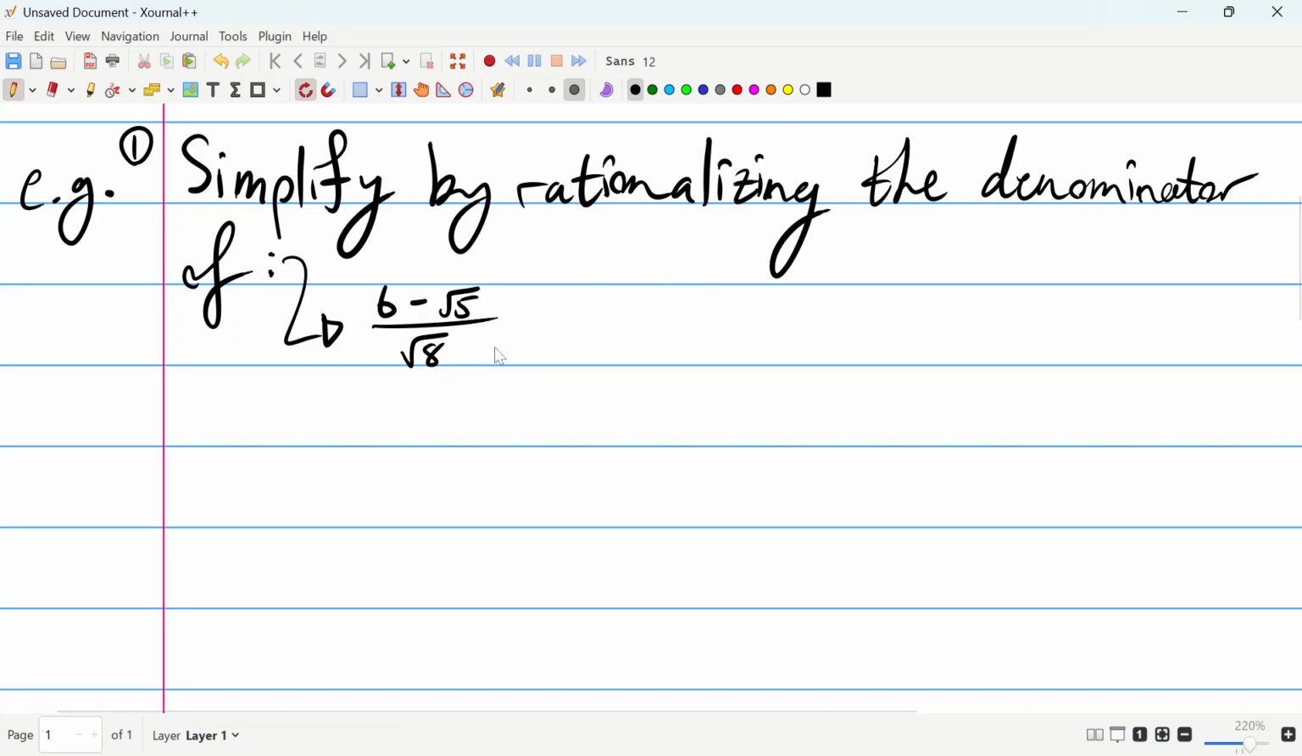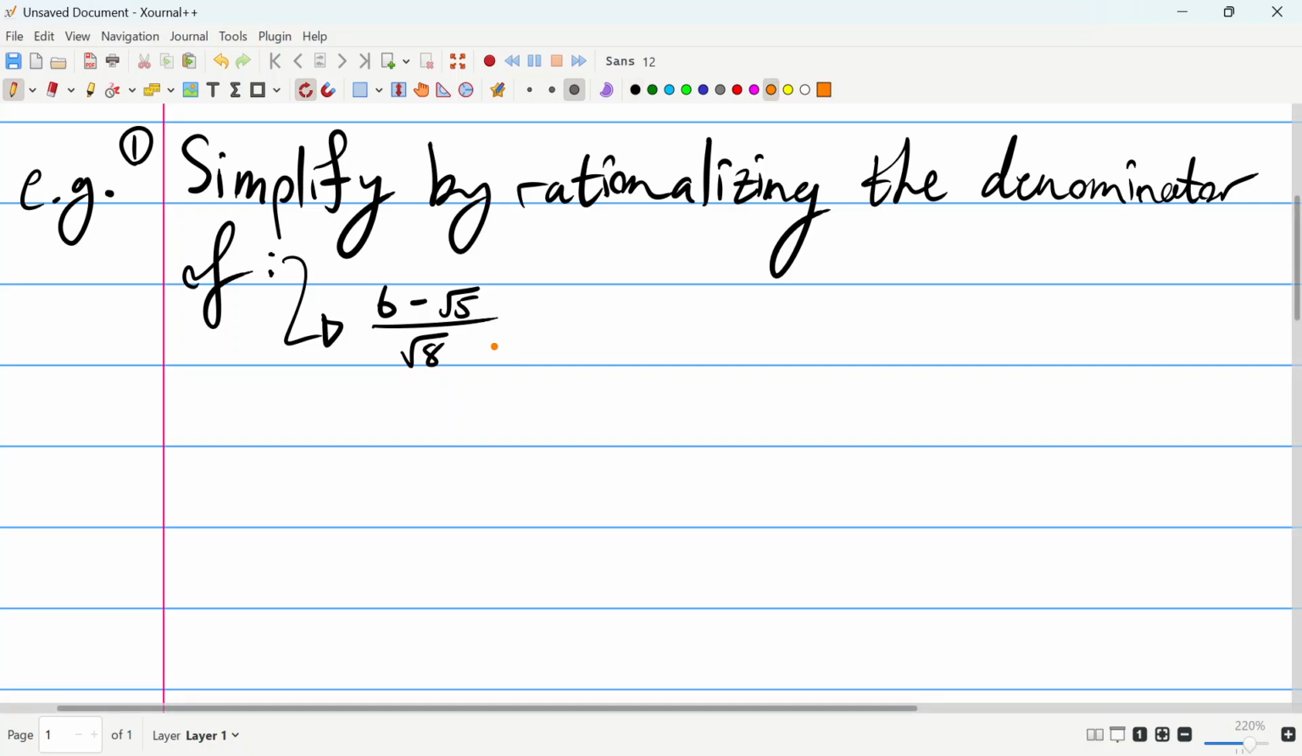So we're going to do exactly what we did, right? We need to multiply by the denominator over itself, okay? So we need to multiply by square root of 8 over square root of 8. Because why? This is going to give us 1. Okay, so we are allowed to do that. So that's the whole point, right? In order for us to get rid of the square root, we need to basically multiply by 1.